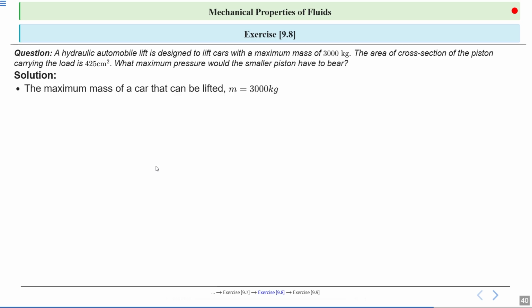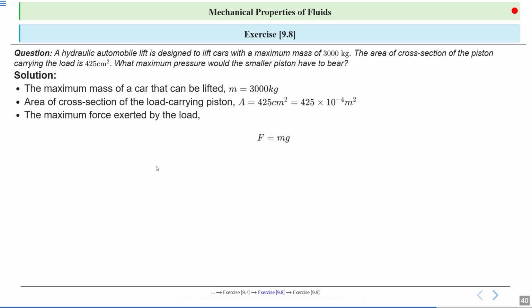So let's first identify the maximum mass the lift is designed to handle. Here the maximum mass of a car that can be lifted, m, equal to 3000 kg. Area of cross section of the load carrying piston A equal to 425 into 10 raised to the power minus 4 meter square. The maximum force exerted by the load F equal to mg. So let's substitute the values and solve it. You will get 29400 Newton.